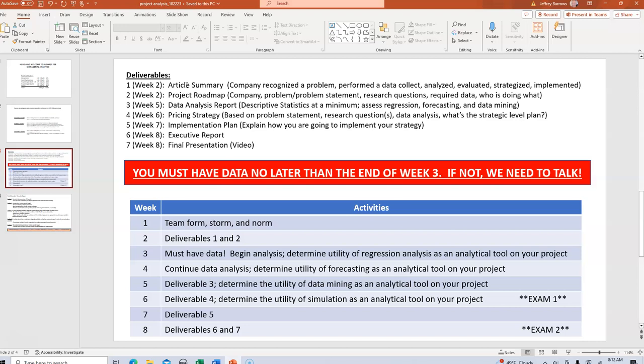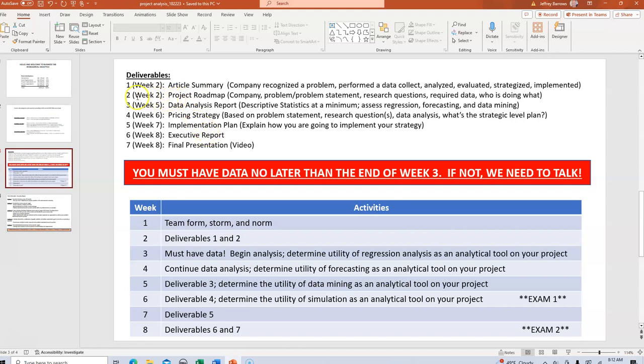What I'm looking for is a company that's actually gone out and solved a problem based on the identification of a specific problem. They have collected data, they have analyzed it appropriately, they have analytical results, and that has driven strategy and implementation. That's what I'm looking for in this first deliverable.